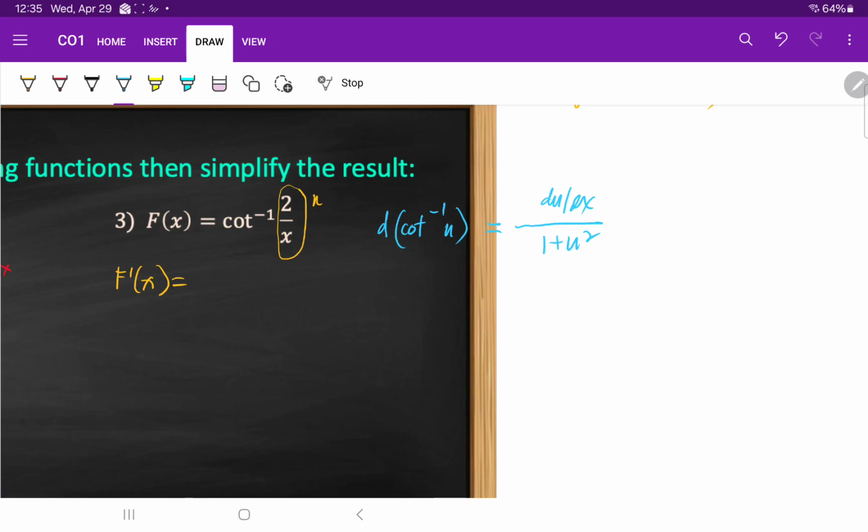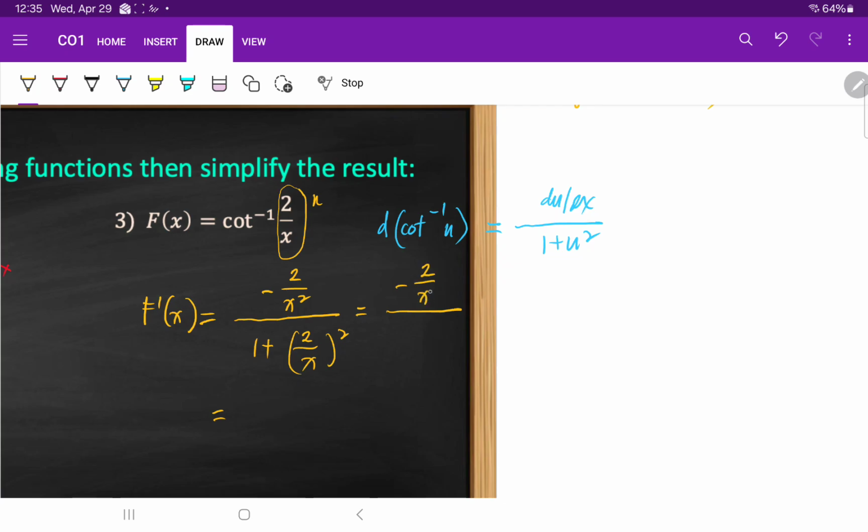Okay, so your u is 2 over x. So what should be in the numerator? The derivative of 2 over x, which is negative 2 over x squared, over 1 plus u squared, 2 over x, 2 over x squared. So that gives you minus 2 over x squared over 1 plus 4 over x squared.